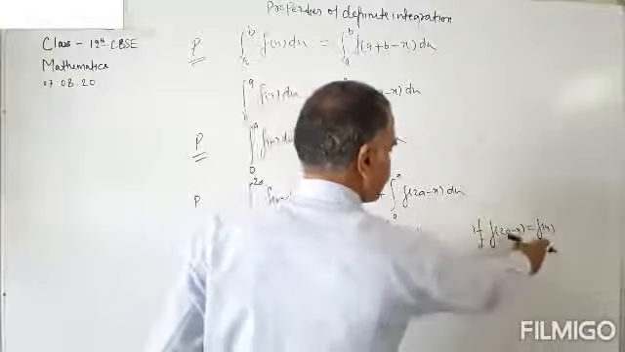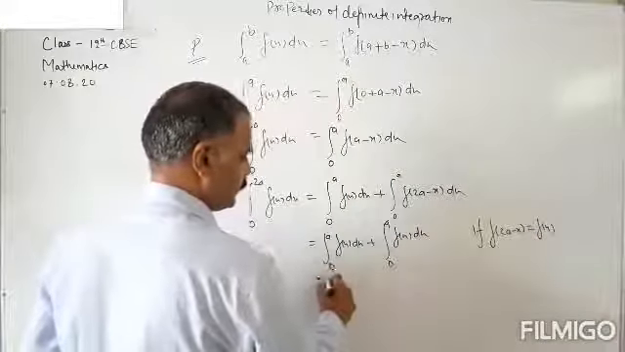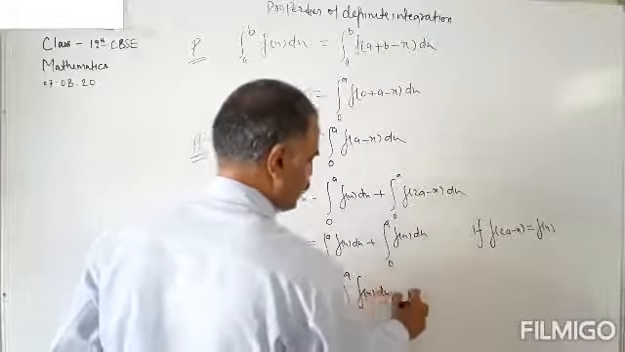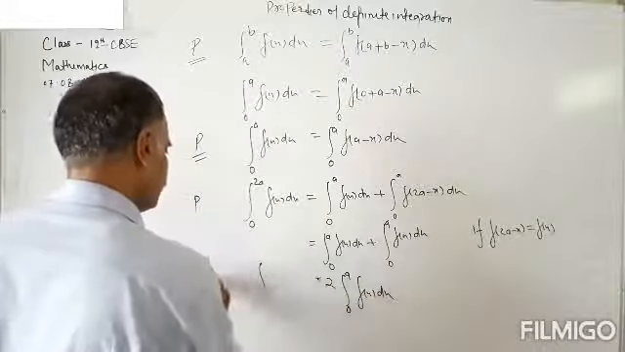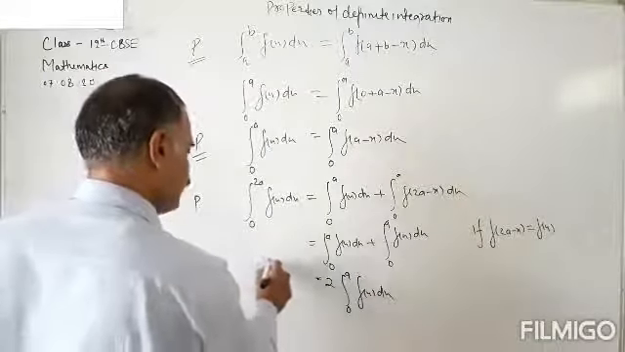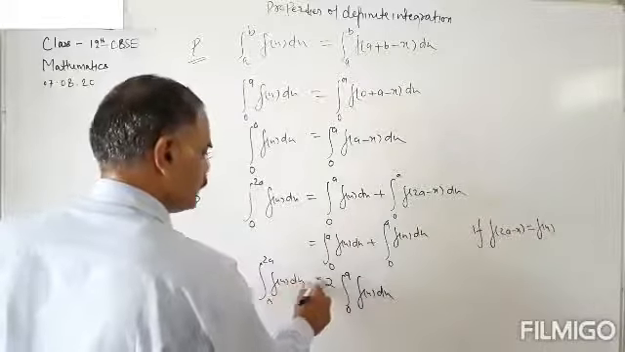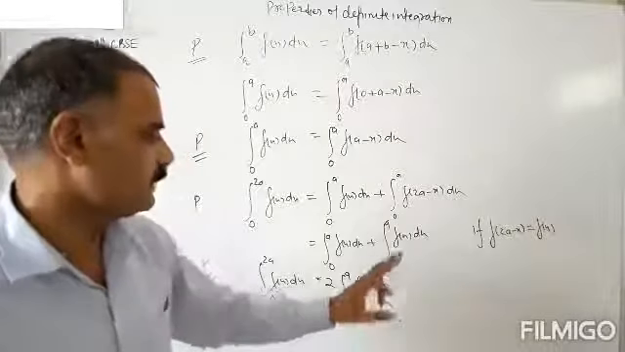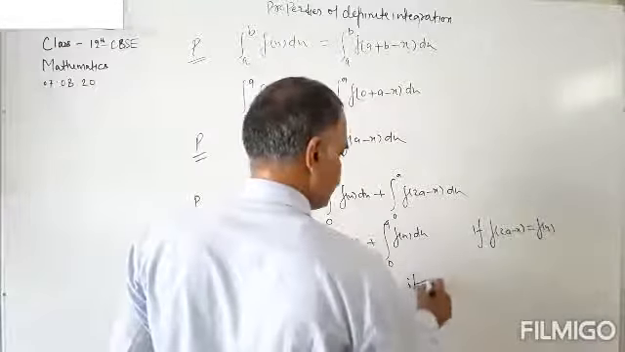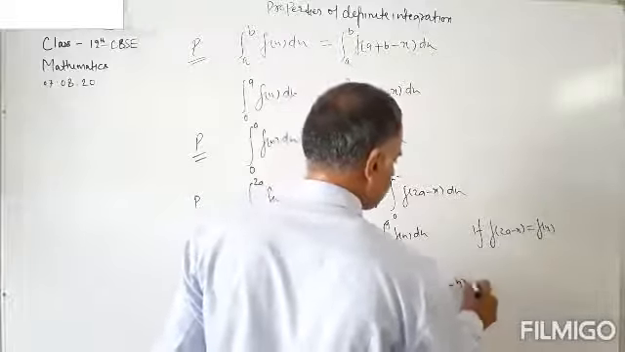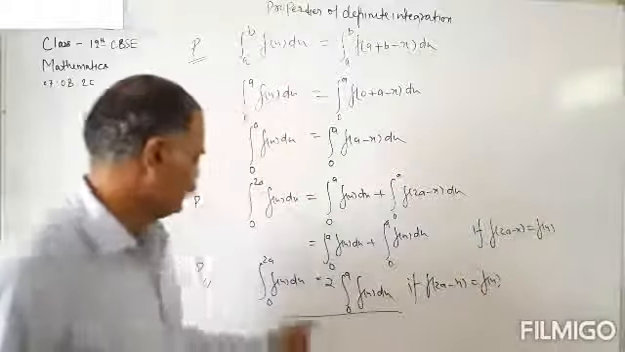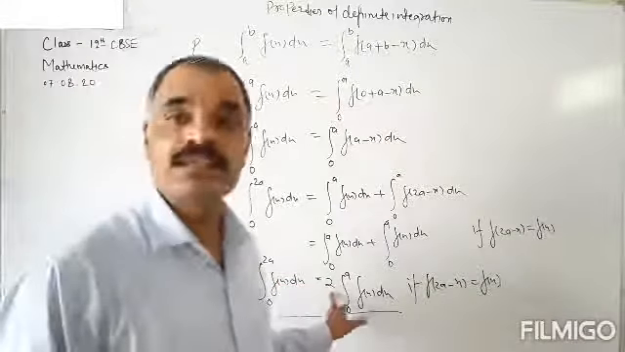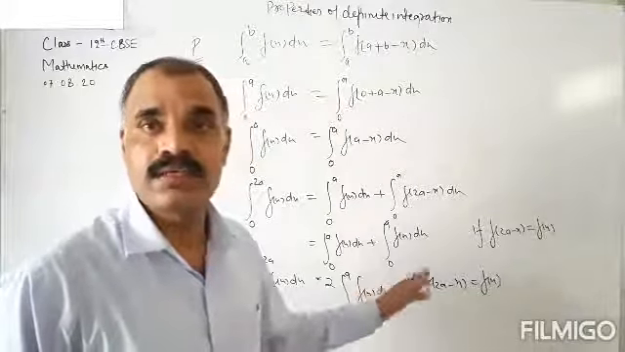Okay, if f(2a − x) = f(x), then this is equal to 2 times the integration from 0 to a of f(x) dx. So this is a new property: the integral from 0 to 2a of f(x) dx is equal to 2 times the integral from 0 to a of f(x) dx. The condition is that if f(2a − x) is equal to f(x), then the integral from 0 to 2a of f(x) dx can be written as 2 times the integral from 0 to a of f(x) dx.